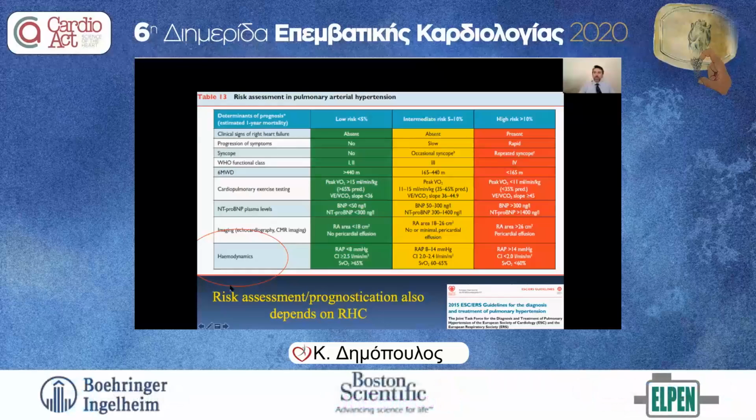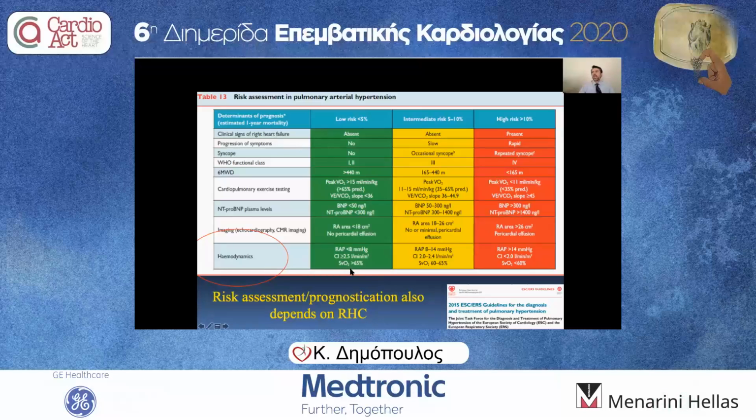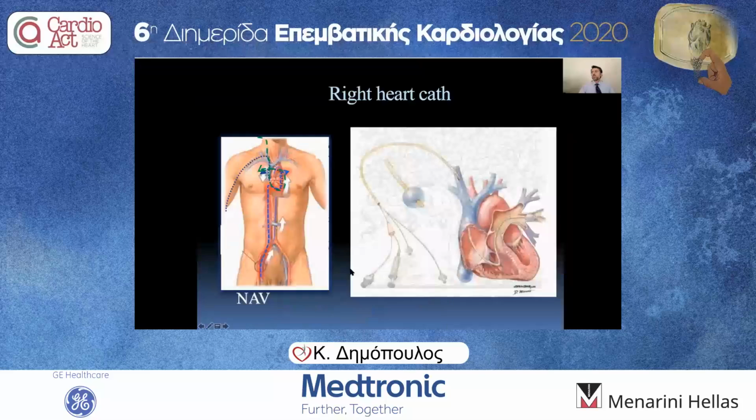Don't forget that the hemodynamics, invasive hemodynamics, are part of the risk stratification table that we are invited to use by the guidelines when we are managing our PH patients, and it includes right atrial pressure, cardiac index, and mixed venous saturations. Right heart cath hasn't changed much over the years.